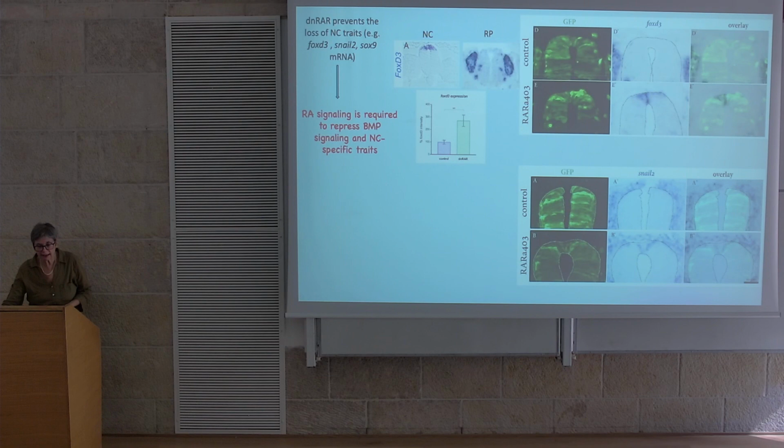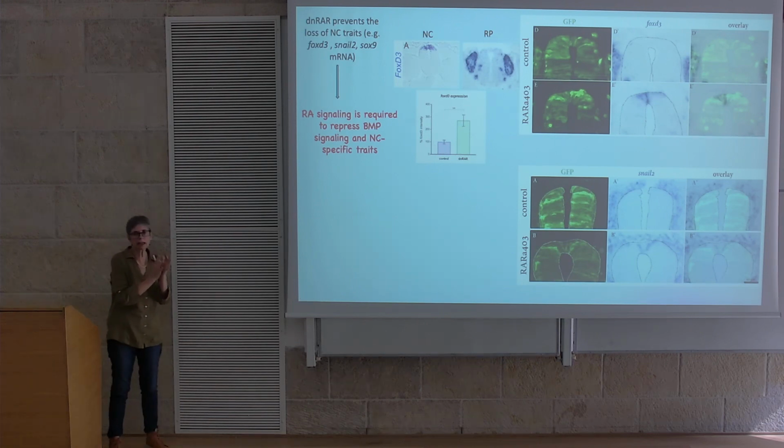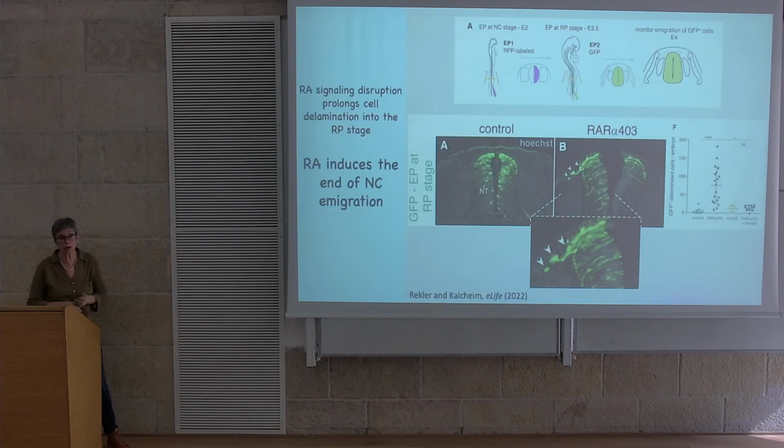So what we can see is that molecules like FOXD3, which is absent in the roof plate, continue to be transcribed in the roof plate of the treated embryos, of those which lack local retinoic acid. The same goes for SNAIL2 and for SOX9 and for a variety of additional molecules. So we continue basically with the neural crest traits, maybe at the expense of roof plate traits. And what is more important, cells continue to delaminate.